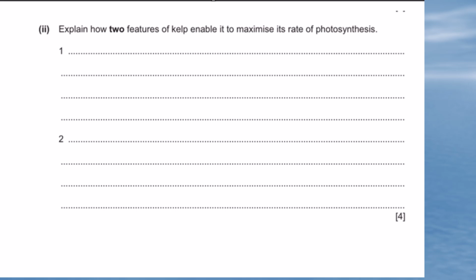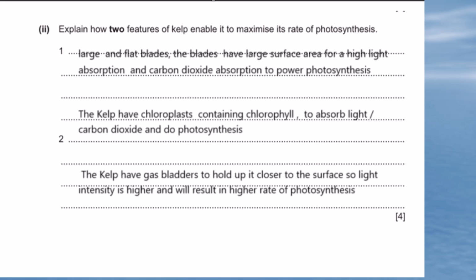So our next question goes into theory from section 3.5. And this is an explain question. Explain how 2 features of the kelp enable it to maximize the rate of photosynthesis. So it's not enough just to mention the features, but also you have to explain how they do it. It's a 4-point question. So you say that it has large and flat blades. Okay, that's a feature. And then I'll say that the blades have a large surface area for high light absorption and carbon dioxide absorption to power photosynthesis. You can also say the kelp has chloroplasts containing chlorophyll to absorb light to do photosynthesis.